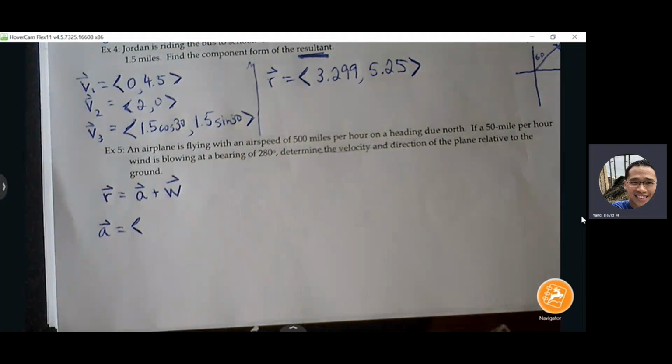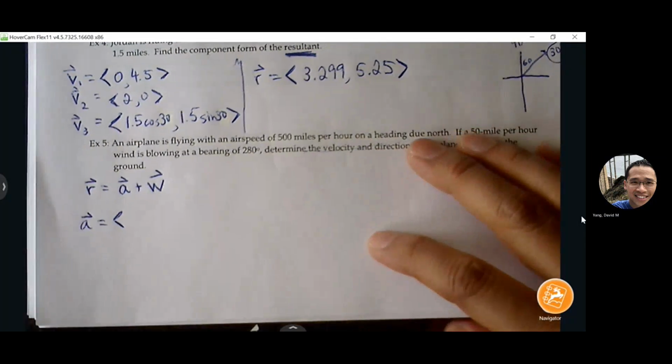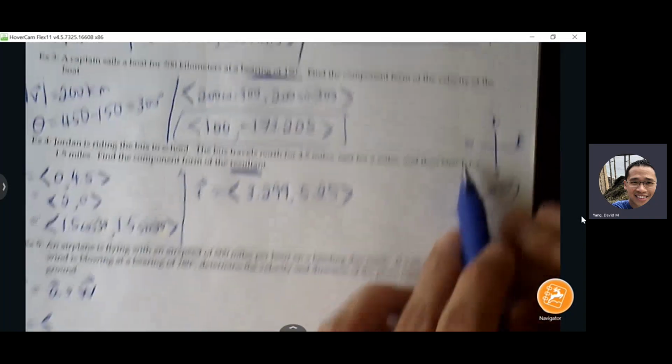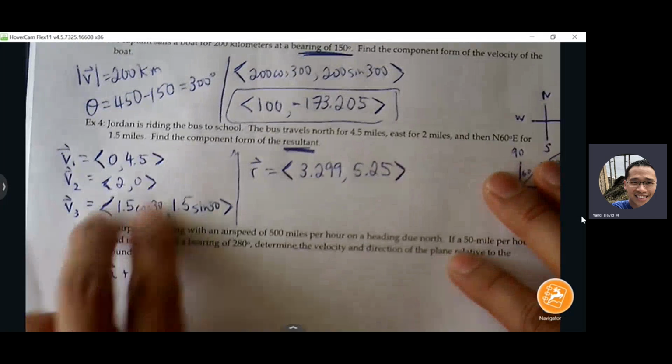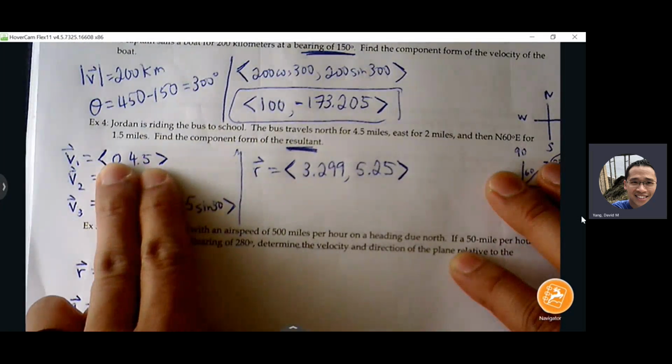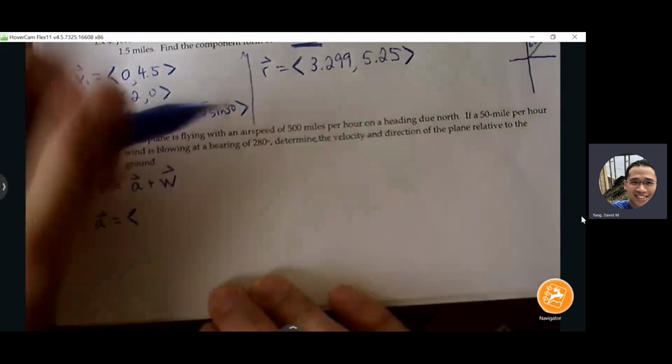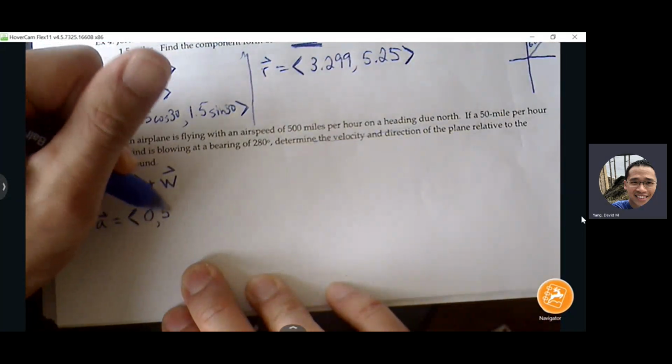So the airplane is trying to fly at an airspeed of 500 miles per hour on a heading due north. So that should be easy, right? How can we create a vector for the airplane? We said that if something is pointing north, south, east, west, it should just be easy for us to create our vectors, right? 0, 500. Good. 0, 500.